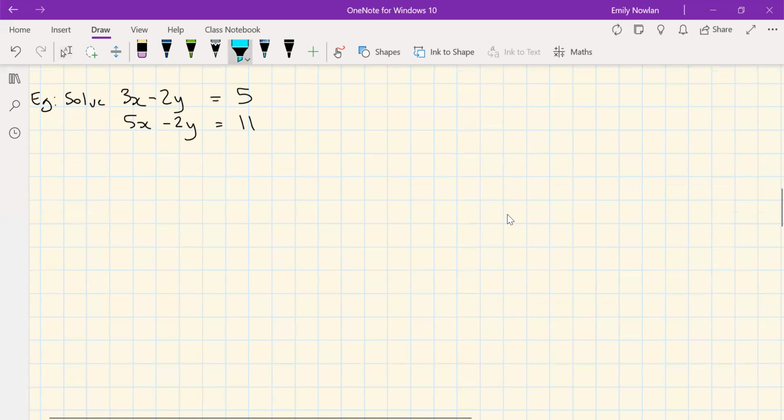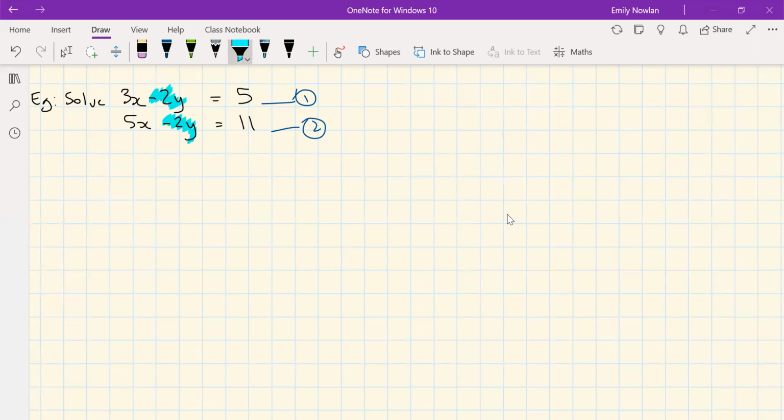Okay, let's try another one. I've got 3x minus 2y equals 5 and 5x minus 2y equals 11. To begin with, I'll call that equation 1 and that one equation 2. Now, the next thing we want to do is look at the coefficients of the x's and the y's. Which ones are the same that we can get rid of? Okay, we can get rid of these ones.